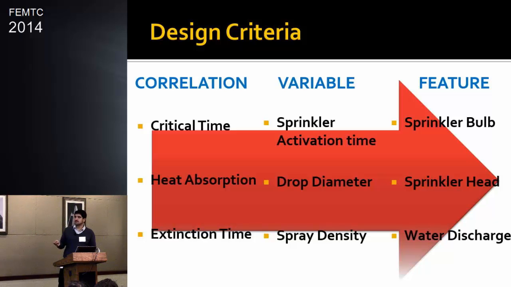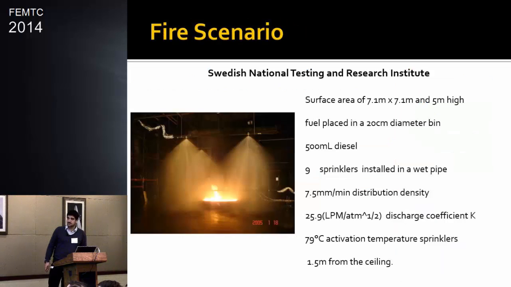And this is going to give us the whole approach to the performance-based design to get the sprinkler system fully established. I also was able to analyze an experimental case in which they analyzed the effect of a sprinkler system in a 500 milliliter diesel fire with 9 sprinklers. And these are the properties of the sprinklers that were analyzed in this experiment, made by the Swedish National Testing and Research Institute.